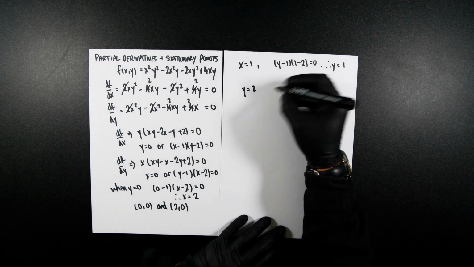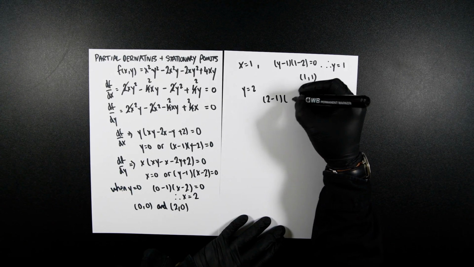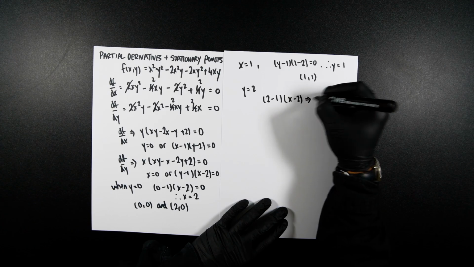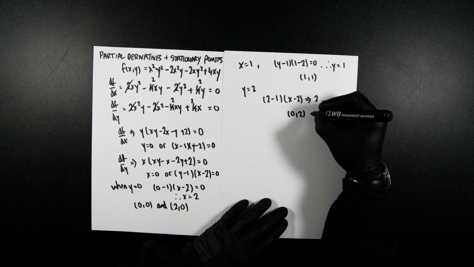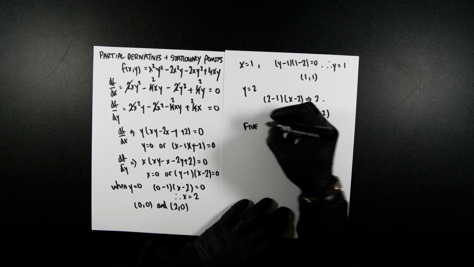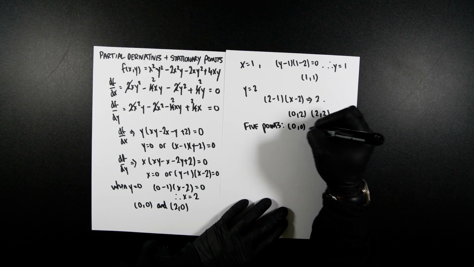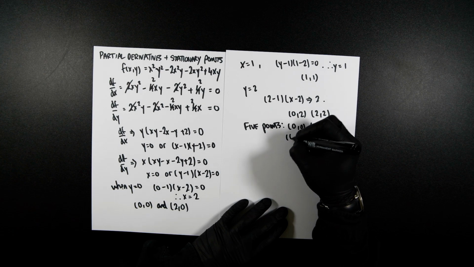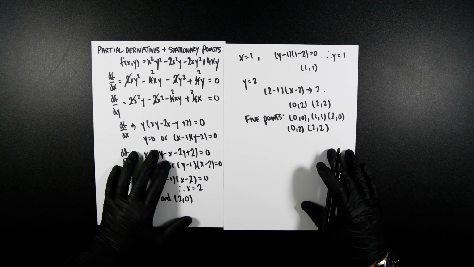So let's now plug that in, and you're going to get (2 minus 1) into here, and x minus 2, which would equal 2. So we have 0 and 2, and 2 and 2. So we have 5 stationary points in total, and they are 0 and 0, 1 and 1, 2 and 0, 0 and 2, 2 and 2. Beautiful.